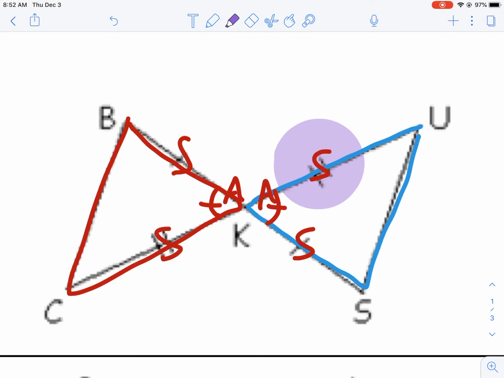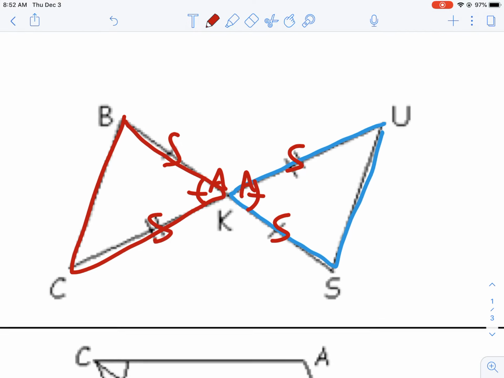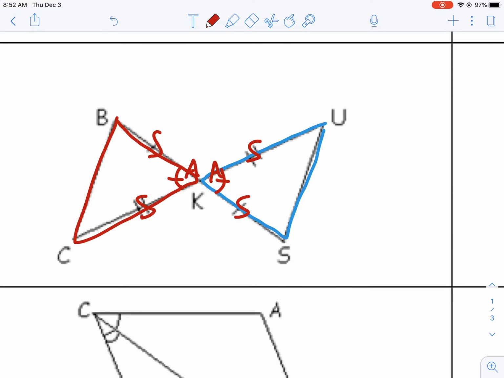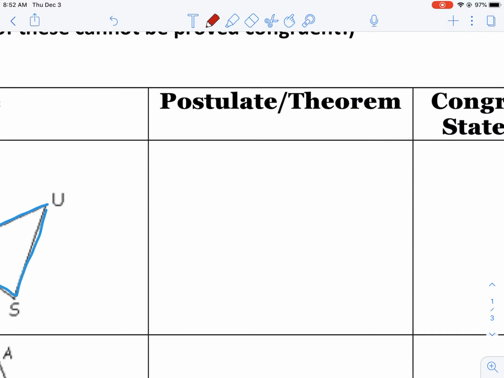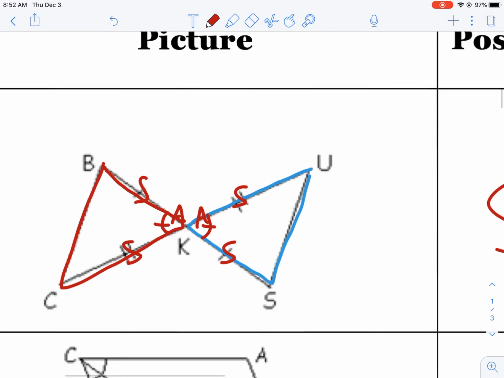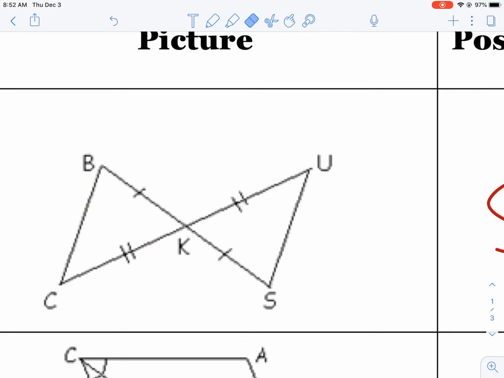Whatever you have, you should have it twice, in both triangles, right? So you can't go from one triangle to the other. You've got to keep them separate. So this one's going to be side, angle, side, right? Now, writing a congruence statement might be a little bit difficult.